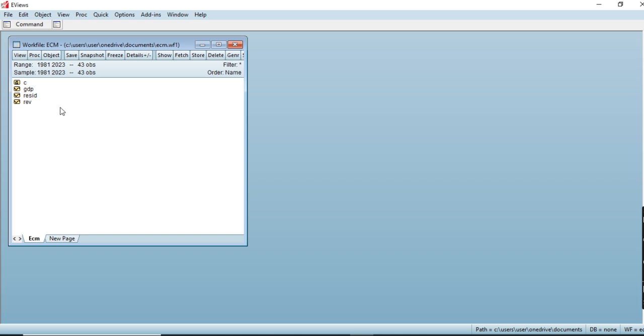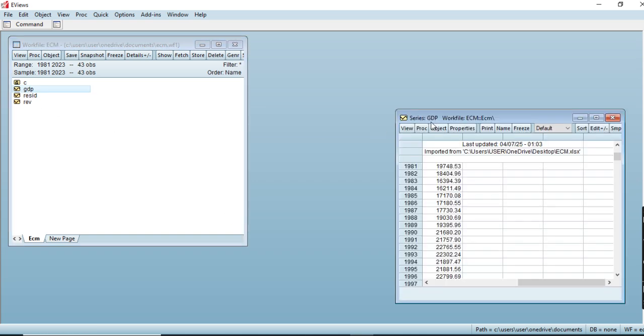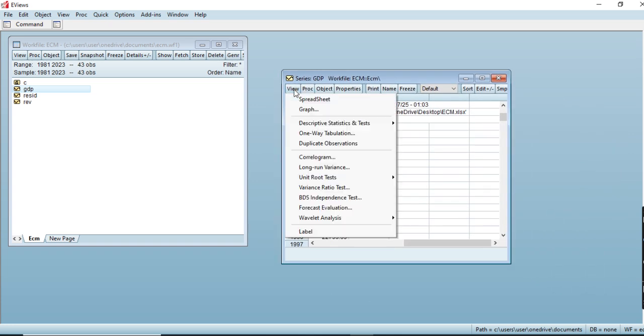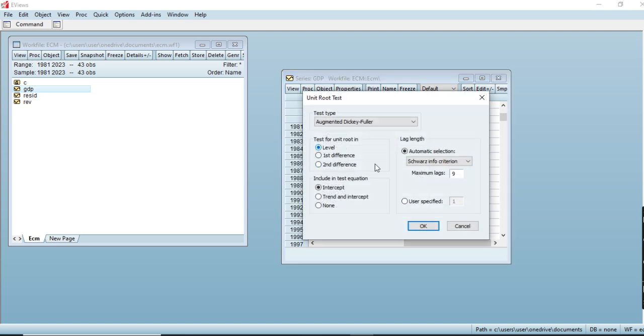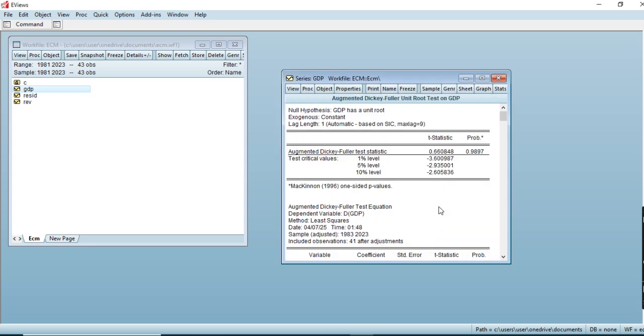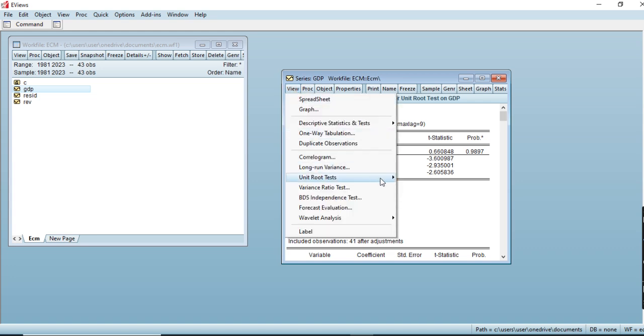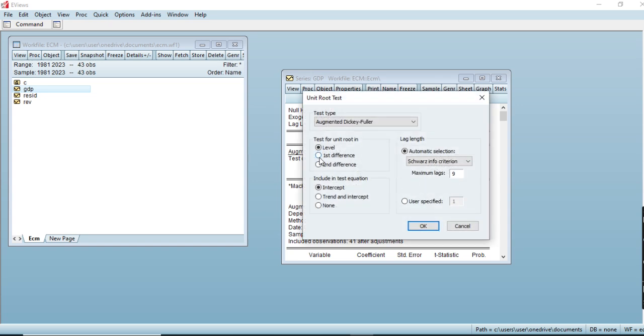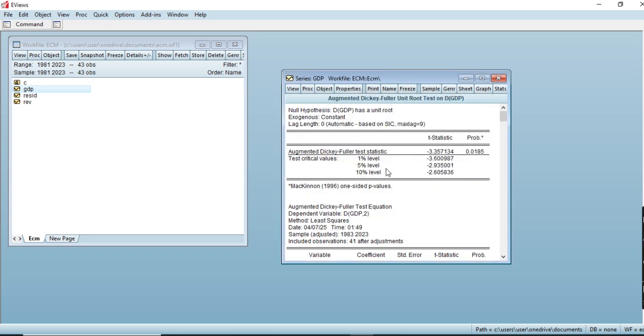So when I go to Eviews, we click on GDP. We determine stationarity. We go to unit root, standard unit root test. We click on level. We click OK. 0.9897, which is not significant. GDP is not stationary at level. So we'll now test for first difference. GDP is stationary at first difference because the probability value of 0.0185 is less than 0.05.